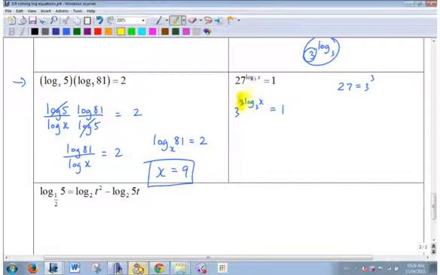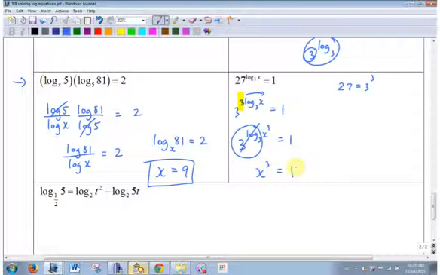I want to move this guy first, make it an exponent. So that looks like log base 3 of x cubed equals 1. That's gone. So x cubed is 1, which is great, but I want to solve for x. So what must x be? What times what times what is 1? What is the cube root of 1? 1.